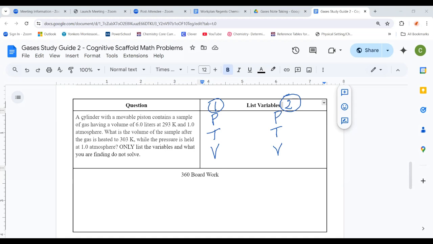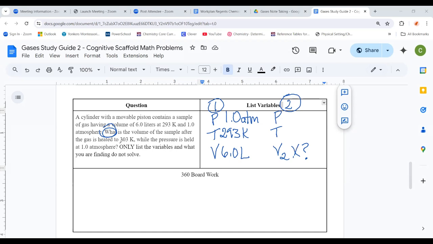Let's read through the question together. A cylinder with a movable piston contains a sample of gas having a volume of 6 liters. That's my starting volume. Okay, it's at 293 K, and my pressure is 1 atmosphere. Okay, now we've changed to atmospheres. What's the volume of the sample? There's my question word. What is the volume of the sample? So I don't know V2. I'm going to solve for it. I'm going to make sure that variable stays in my equation through all my algebra work.